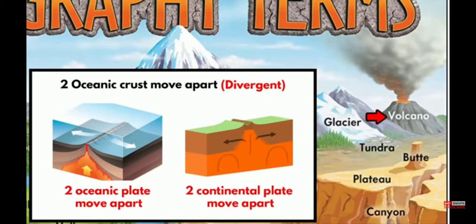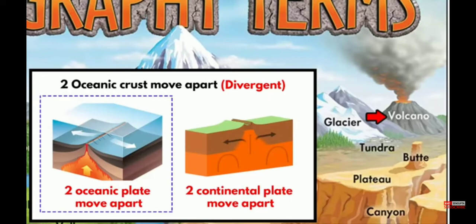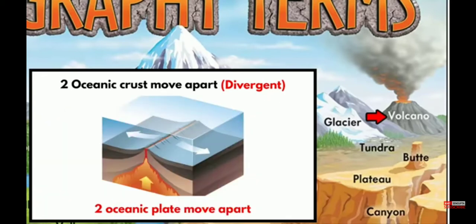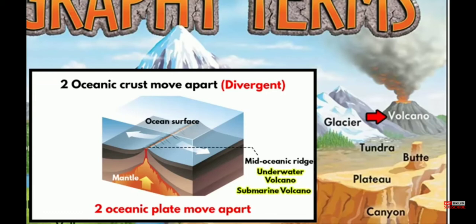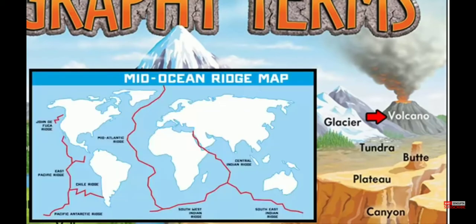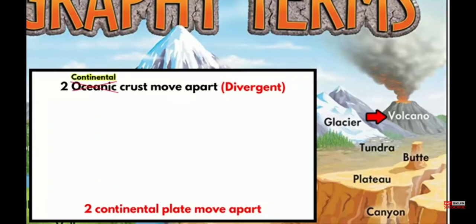When there is a divergent plate boundary in the ocean, in other words, when two oceanic plates are moving away from each other, molten basaltic magma from the mantle comes up and spreads on the ocean surface. It is also called a mid-oceanic ridge. When magma comes out, it forms an underwater volcano or submarine volcano. The most famous example is the mid-oceanic ridge of the Atlantic Ocean, which divides the Eurasian plate and the North American plate.